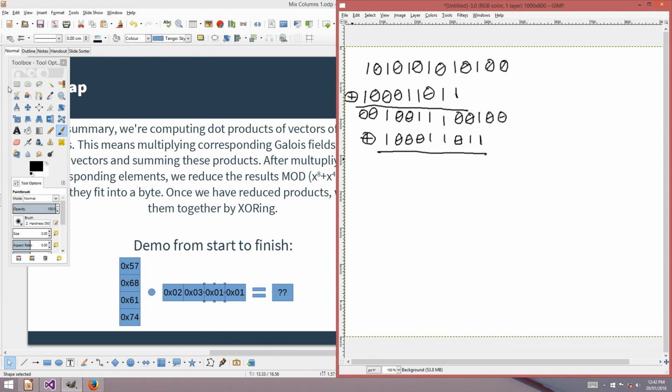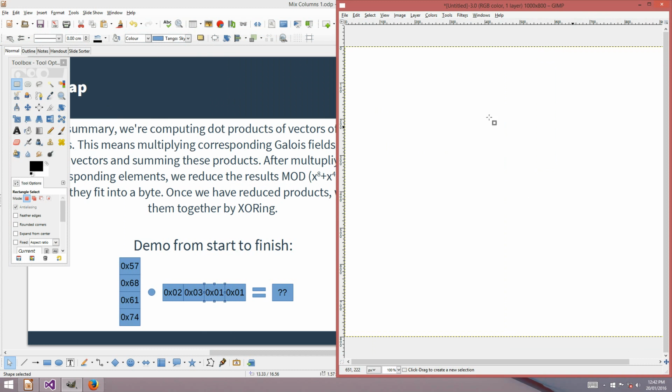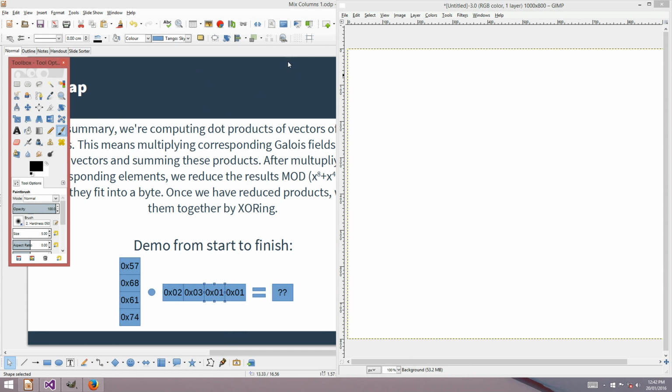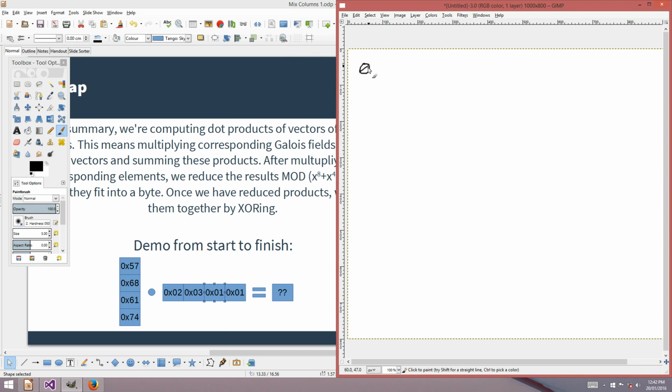Okay, so let's make a little bit of room, and let's go through this entire dot product and see what we get. Okay, so 57. First of all, let's figure out what 57 in hex is in binary. I've got a calculator here, I didn't work this out in my head. In binary, 57 is 0, 1, 0, 1, 0, 1, 1, 1. Okay, and we're multiplying that 57 for our dot product by 2. Well, that's nice and easy.